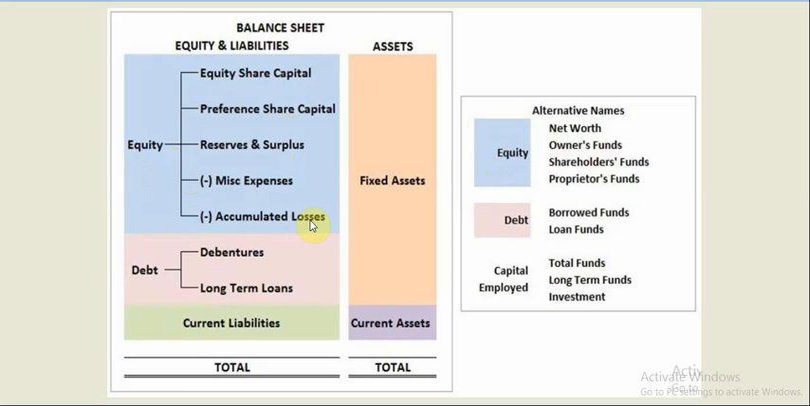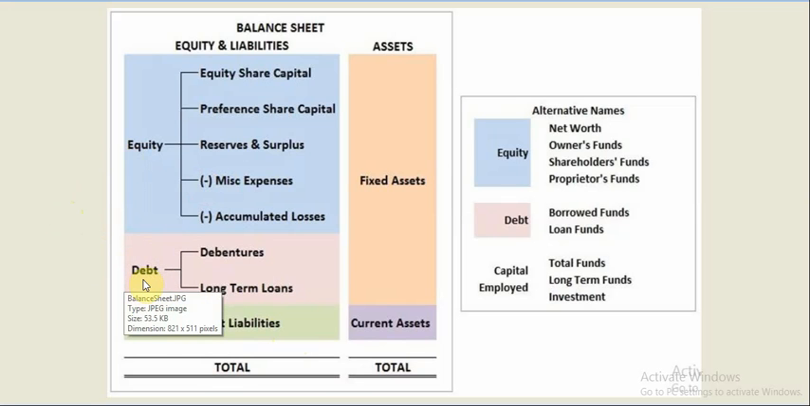The other way of calculating equity is to take the total assets minus long-term debts and current liabilities. That will also give us the equity balance. Now we will move to the next component in the balance sheet, that is the debt part.